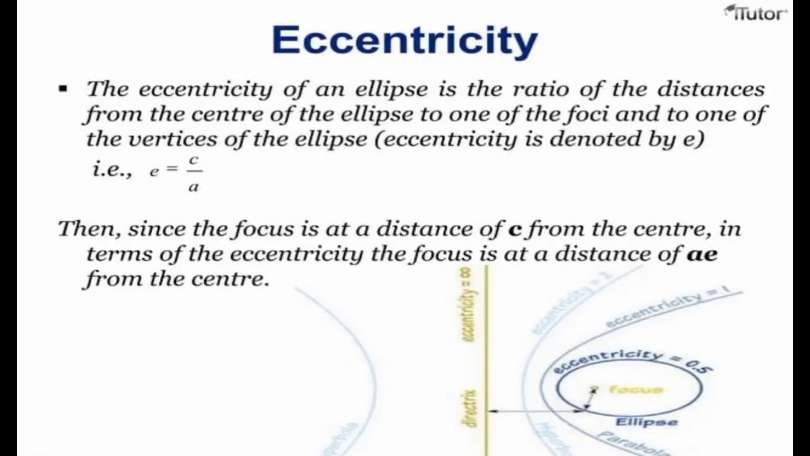The eccentricity of an ellipse is the ratio of the distances from the centre of the ellipse to one of the foci and to one of the vertices of the ellipse, denoted by e, which is equal to c over a. Then, since the focus is at a distance of c from the centre, in terms of the eccentricity, the focus is at a distance of ae from the centre.